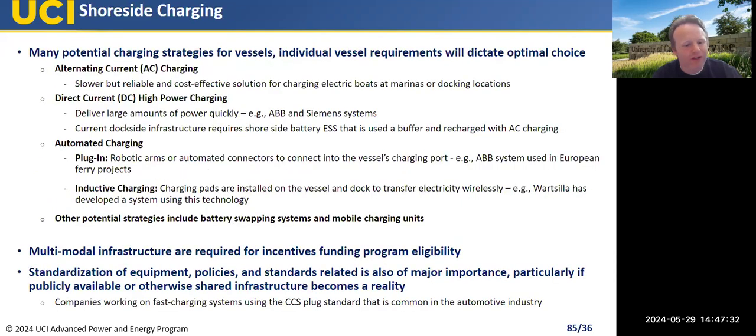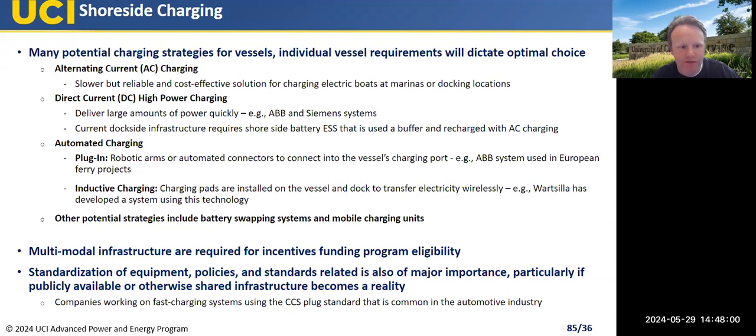There's also a lot of different ways you can charge your vessel. The slowest way is just using AC charging. It's simple, but it's slow. The DC fast charging I've mentioned a few times. There are systems out there. ABB and Siemens have them. There's more examples. But again, you really do need a shoreside battery most likely, or something like that to help manage it. Some interesting examples are in Europe.